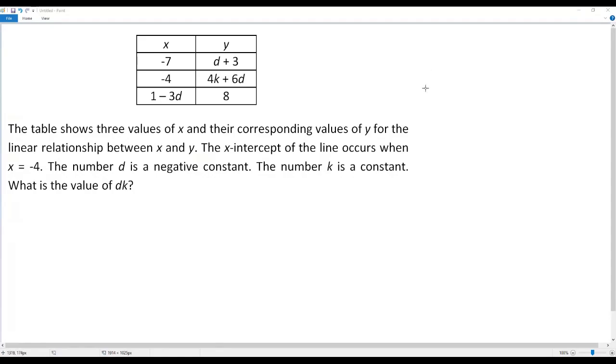Here we have a SAT math problem. Okay, let's go to the question. The table shows three values of x and their corresponding values of y for the linear relationship between x and y. The x-intercept of the line occurs when x equals -4.